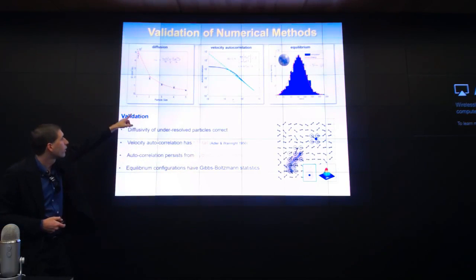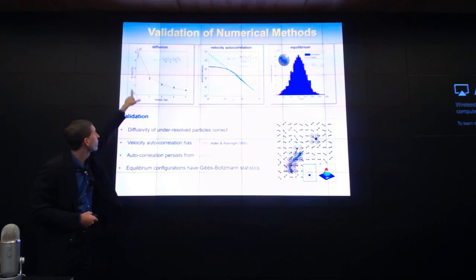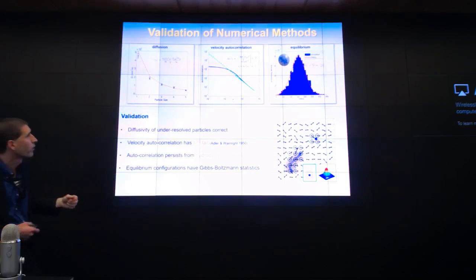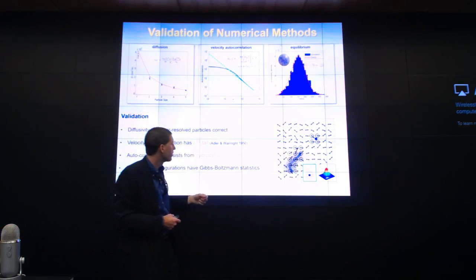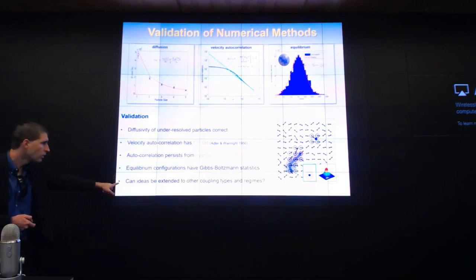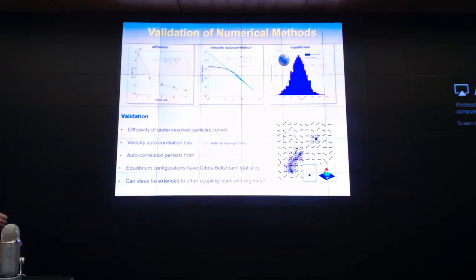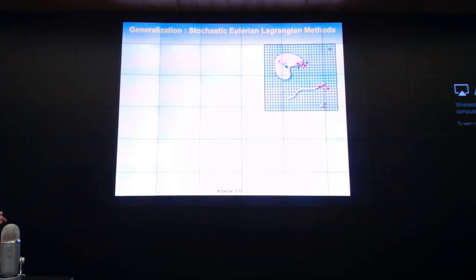We've also shown that if you under-resolve the fluid mechanics using our stiff integrator, you still get the right diffusivities. There's some theory we've developed for diffusivities of immersed boundary style particles, showing you get the right Gibbs-Boltzmann equilibrium distribution. Now, can these ideas be extended to other coupling regimes and coupling types? We could talk a bit about that offline, and there's some work we're doing on that.